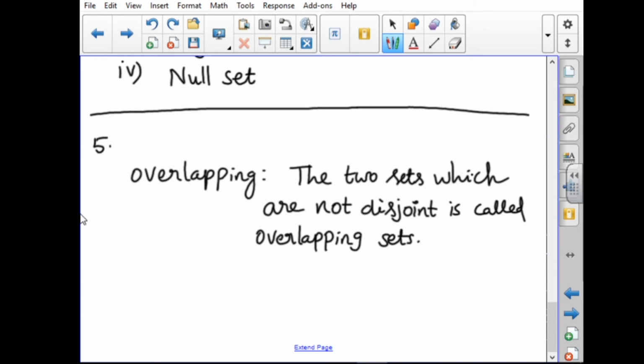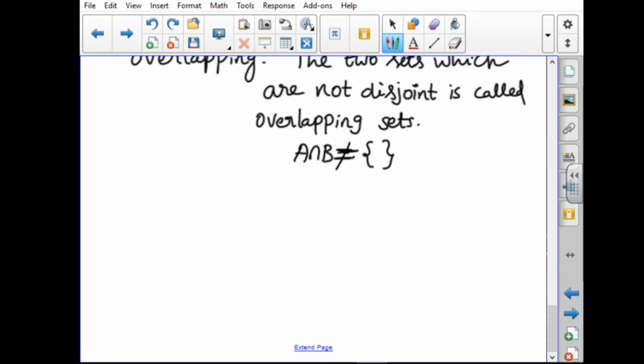That means A intersection B is not equal to empty. Okay, the intersection part is not empty. That means some common element should be there. So we should check whether the given sets are disjoint or overlapping.